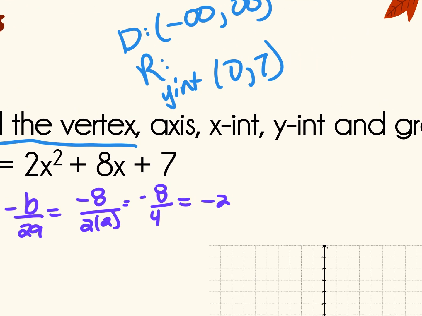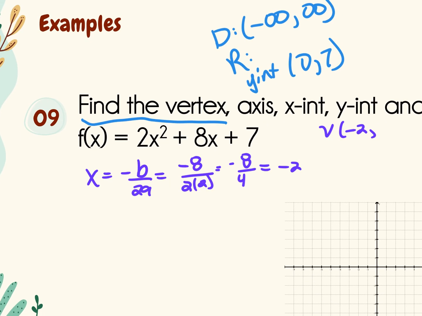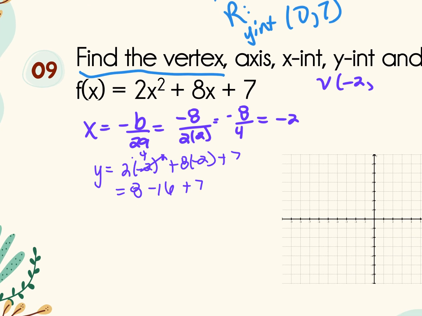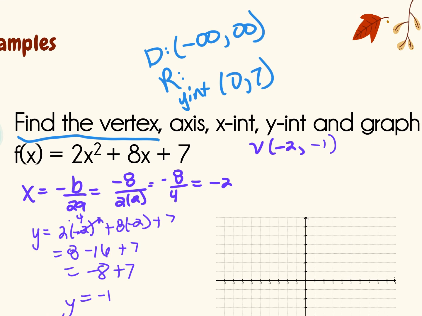And again, we're coming out with nice, pretty whole numbers. That does not always happen. So be prepared for fractions, guys. All right, so now we know what x is. Let's find y. So y equals 2 times negative 2 squared plus 8 times negative 2 plus 7. Well, negative 2 squared is 4, and 4 times 2 is 8. So we have 8 minus 16 plus 7. 8 minus 16 is negative 8, plus 7 is going to give me y equals negative 1. So my vertex is at (-2, -1). And what direction is this parabola opening?